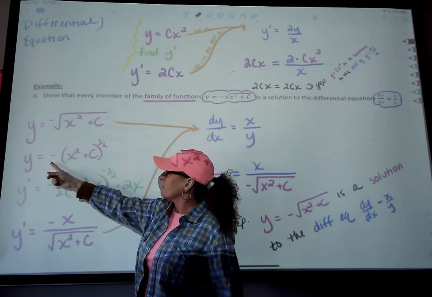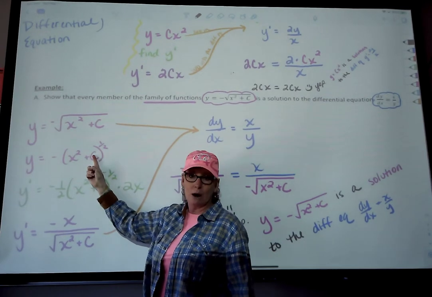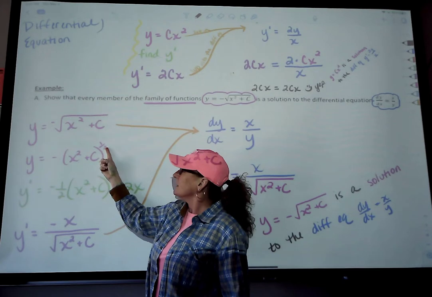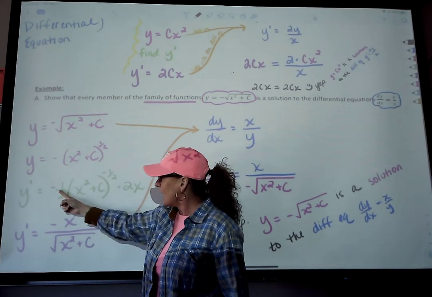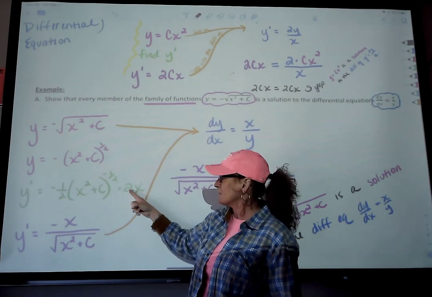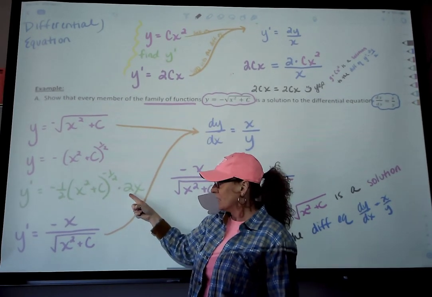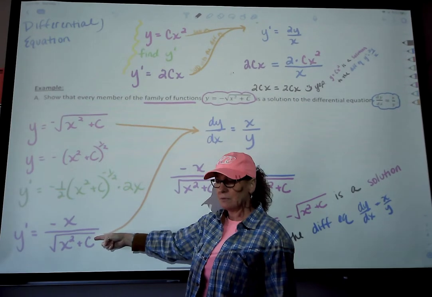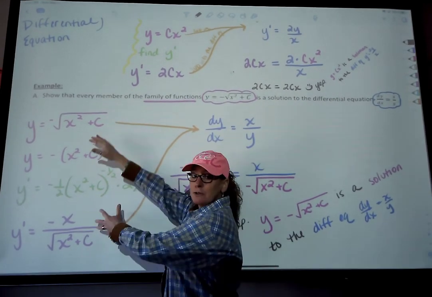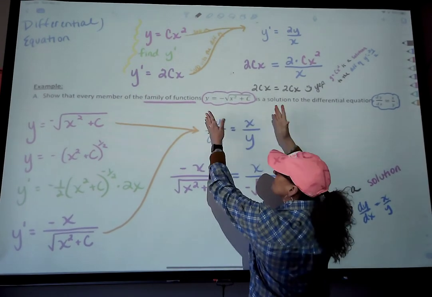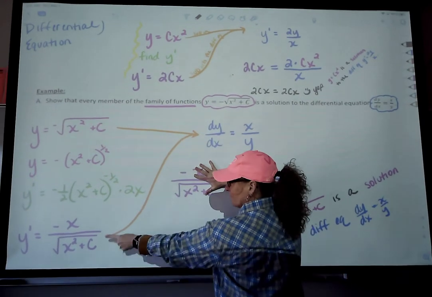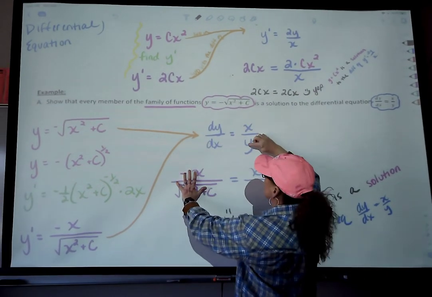So I just did a quick rewrite because I know I'm going to power rule, and I would rather my radical look like an exponent. All right, so then I power rule. I got -1/2, same. Lower it by 1 times the derivative of the messy. And this is what it simplifies to. Original, its derivative. Take both of those and sub them into this differential equation that we were given. Let's put our derivative right here. Let's put our original down here.